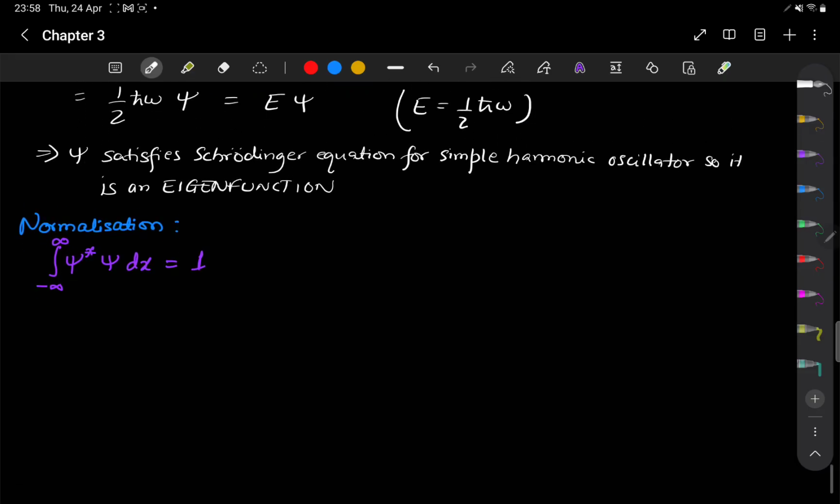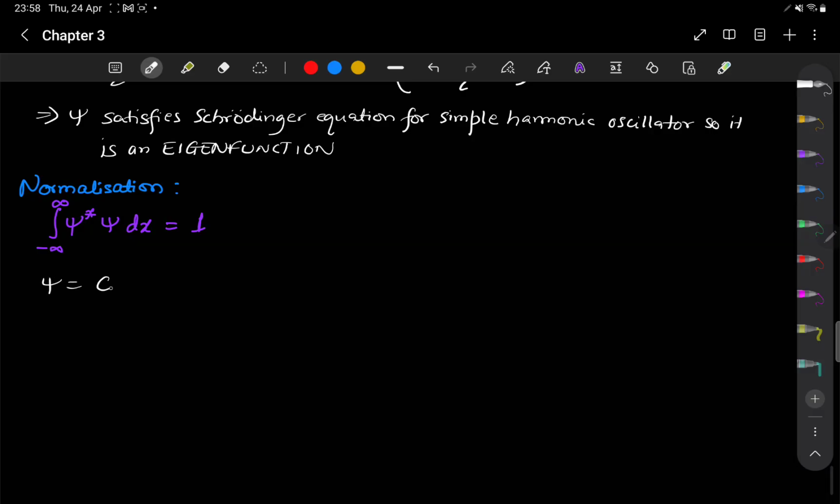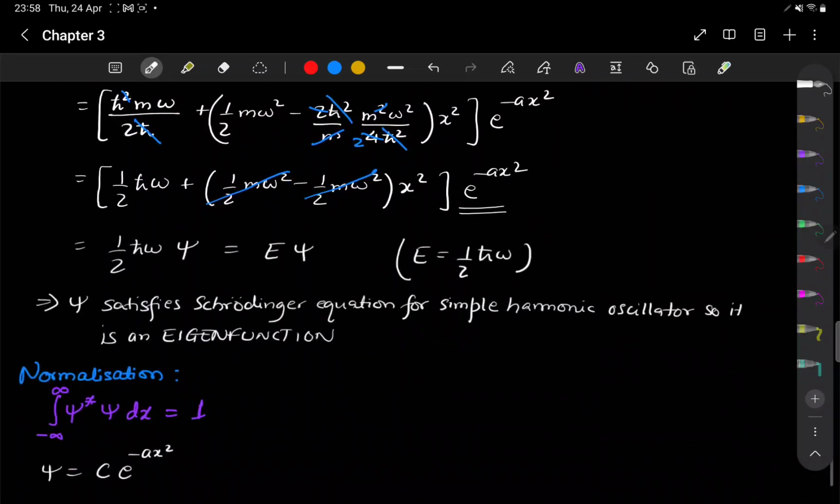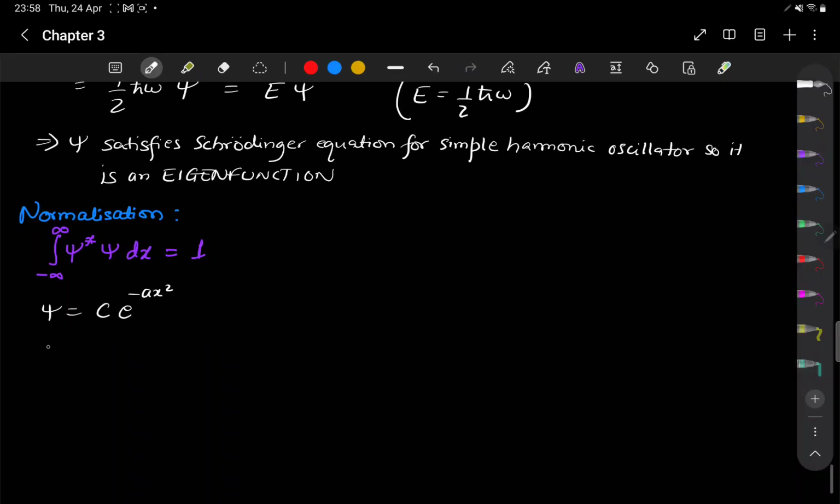Now in our case, psi is c e to the power minus a x squared, where a is again the same constant, m omega over 2 h cross. So let us find this integral, psi star psi dx. Let me write it explicitly: c star e to the power minus a x squared times c e to the power minus a x squared dx.